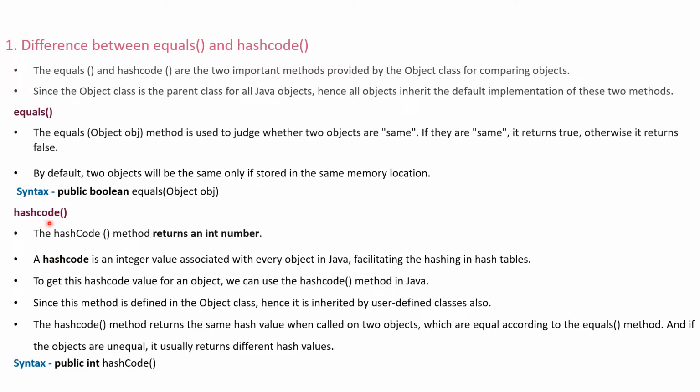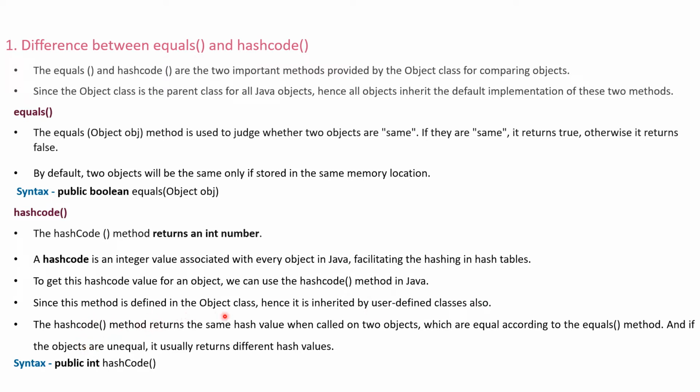And the next is the hashCode. The hashCode method returns an int number, an integer value associated with every object in Java, facilitating hashing in a hash table. To check any object's hash code, we use the hashCode method to get the hash code value for that particular object. Since this method is defined in the Object class, it is inherited by user-defined classes also.